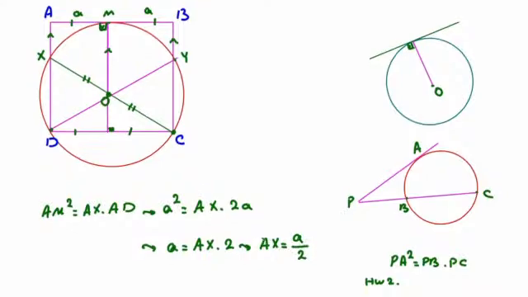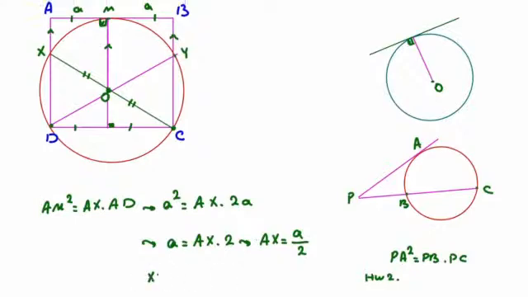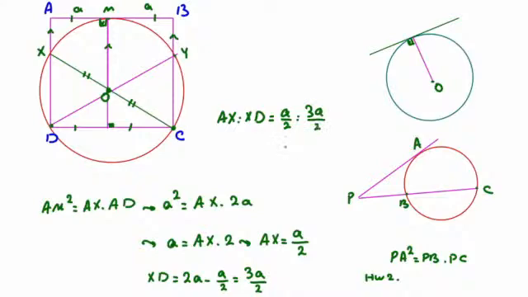Now, AX is A over 2. XD is what? The whole part is 2A, minus AX. AX is A over 2. So 2A is 4A over 2, 4A minus A, 3A over 2. Now, if we calculate AX over XD, equal to A over 2 over 3A over 2. So we can say A over 2 times 2 over 3A. You can cancel this, you can cancel this, and it will be 1 over 3. So it is 1/3.